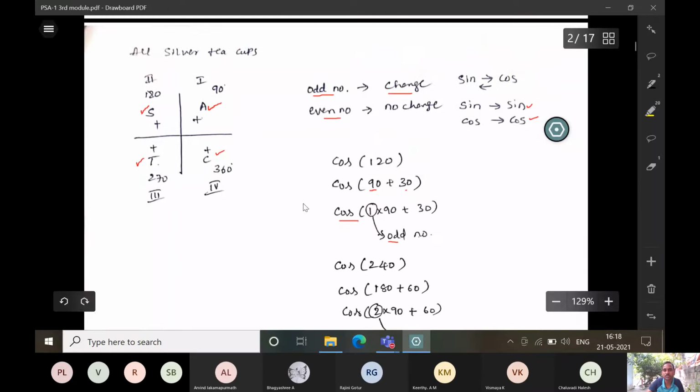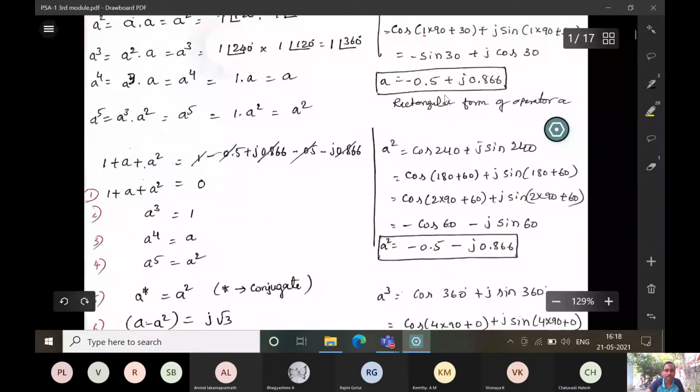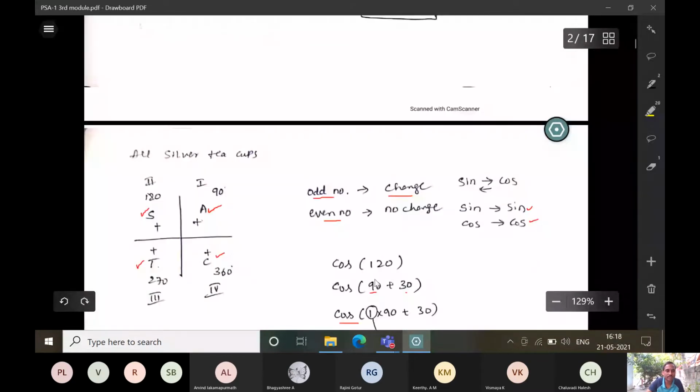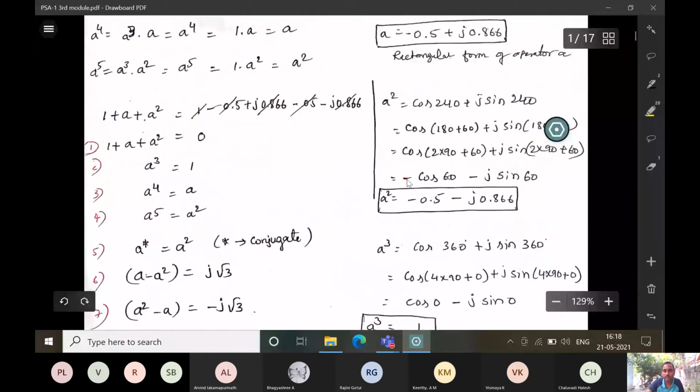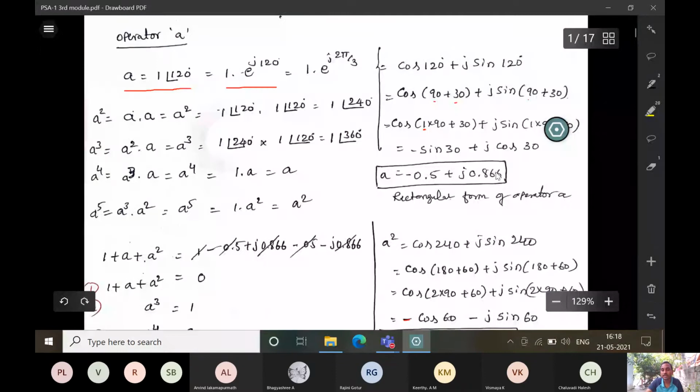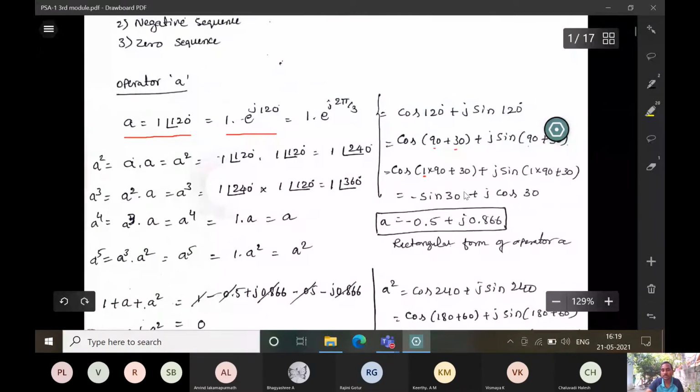Because cos of 120, we have 120 meaning second quadrant, only sine is positive, the remaining are negative, so hence we have to take negative. So minus cos of 60 degrees, we can write this one, and this sign will be, sorry, here, minus sine 30 degrees plus j sine of 1 into 90 plus 30. Okay, so sine will become cos.